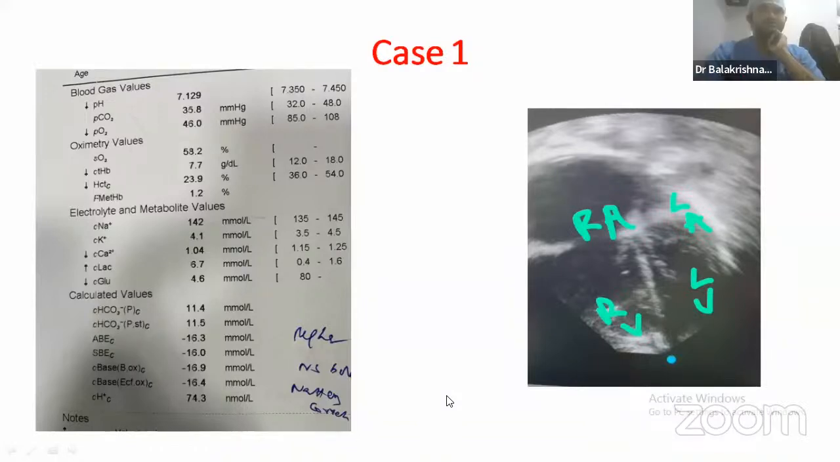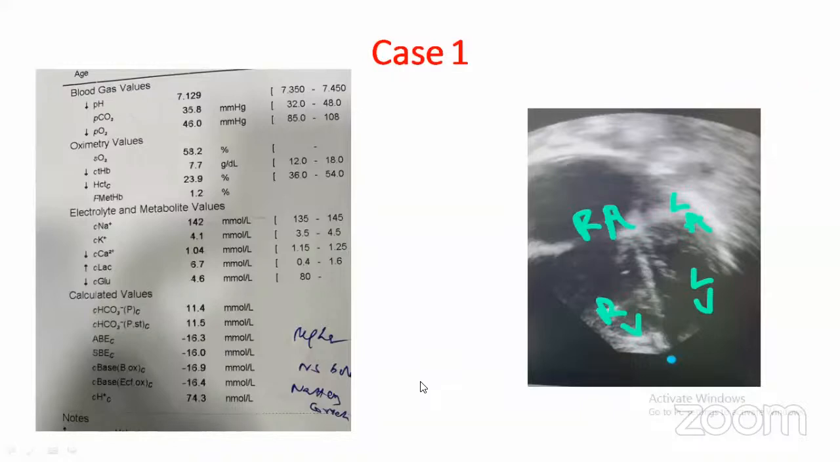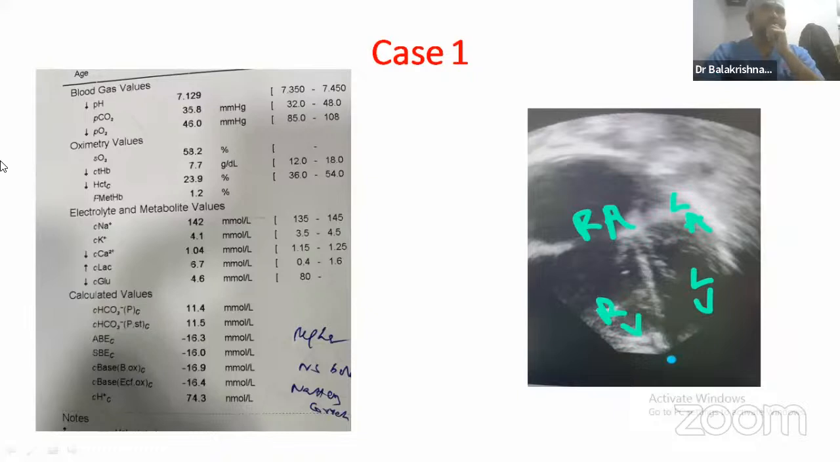Cardiac can be one cause, but why do you think of cardiac here? Lactate is elevated, and SO2 is 58.2%. I want to comment here. You only comment on it when you want to calculate the oxygen extraction ratio. I don't want to go into the details of that, but that is a value which is given here, determined by the oxygen extraction ratio.